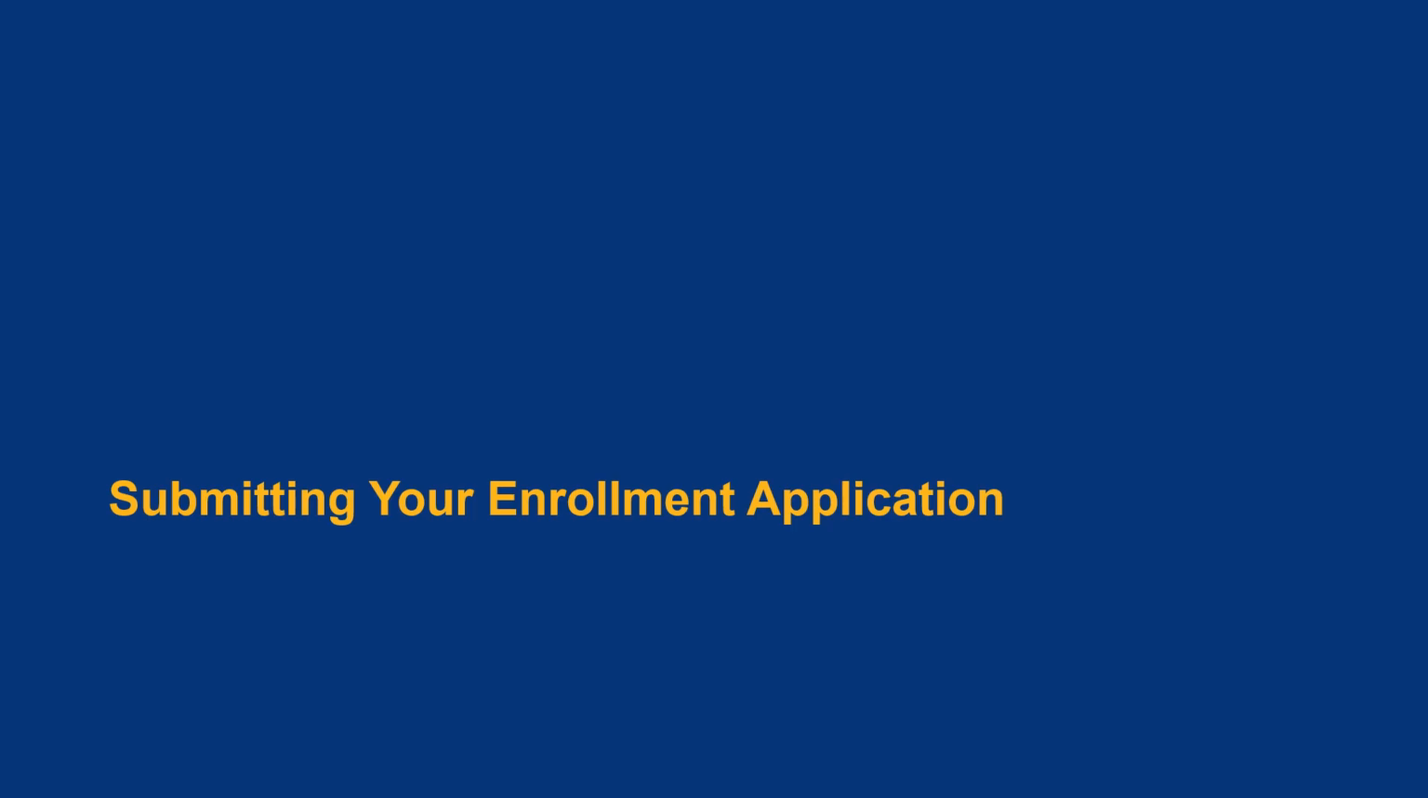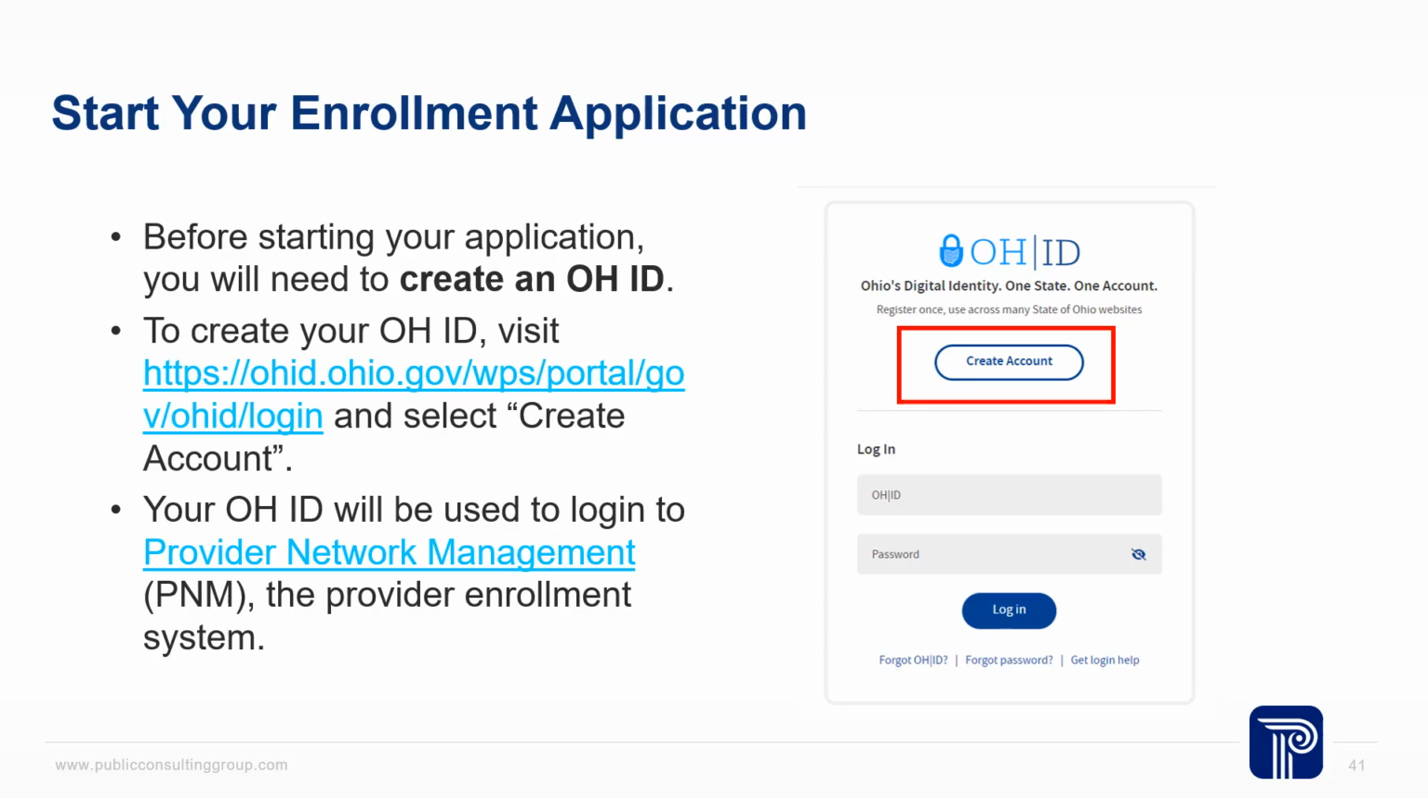Next, we will review how to start an enrollment application to become a provider. Before starting your application, you will need to create an Ohio ID. To create your Ohio ID, visit ohid.ohio.gov/wps/portal/gov/ohid/login and select Create Account. Follow the prompts in the Ohio ID system to create your Ohio ID. Once you have created your Ohio ID, you can log into Provider Network Manager, which is the provider enrollment system.